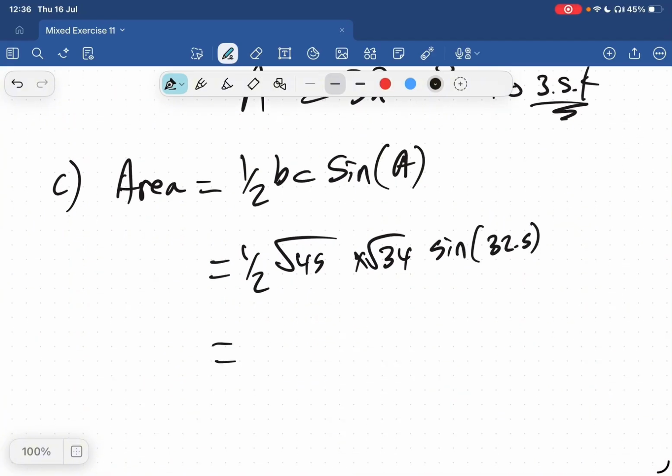And when we sub that in, we should get half times square root 45 times square root 34 times sine answer, and we get 10.5 exactly. Okay, that's when you know the answer's right, when you put in all those different weird numbers, square root 45, square root 34, and you get such a simple answer like 10.5.